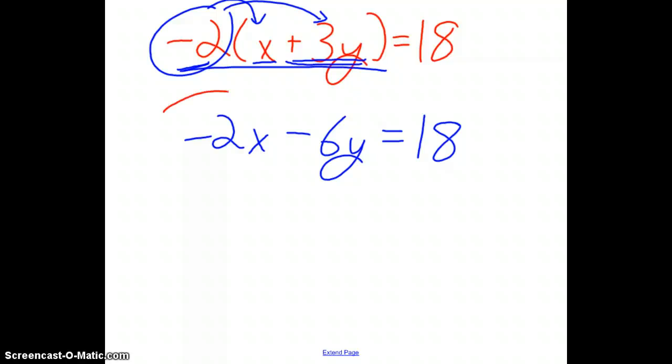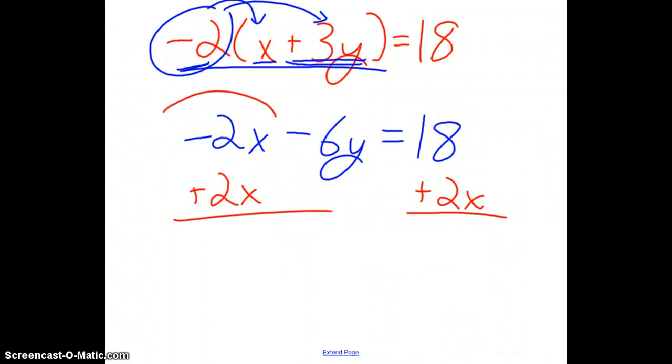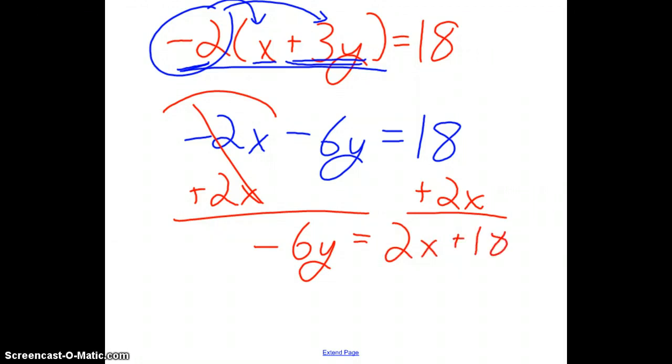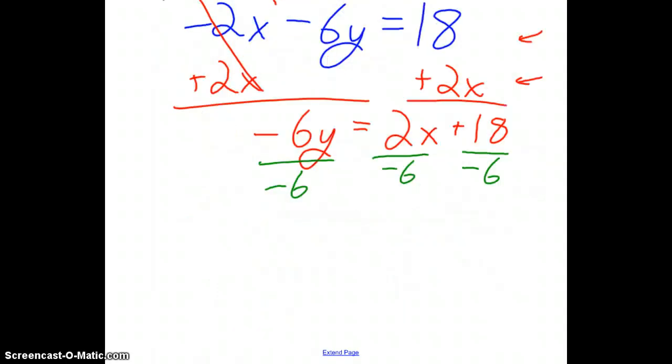We want to get rid of the -2x, so we do plus 2x on both sides. We want to cross this out. We get -6y equals, and I'm just going to write 2x plus 18 because, as you know, as long as you've got this guy and this guy, you can switch them when you're adding because the commutative property told us we could. My last step, divide out -6.